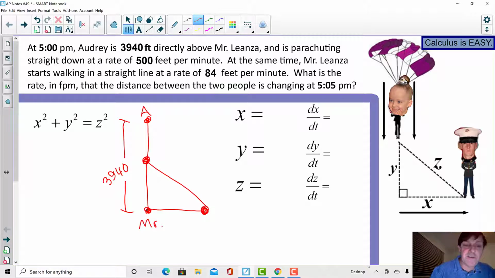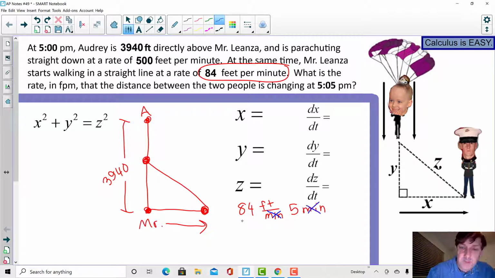So if we notice that it's 5 minutes, we say, okay, if Mr. Leanza walks for 5 minutes, how far did he go? So the rate would be 84 feet per minute, and it's for 5 minutes. So we're going to multiply by 5 minutes. So we can cancel the minutes, and our final answer is going to be 420 feet. So that'll be our x distance from here to here. You see our diagram, that's the x distance.